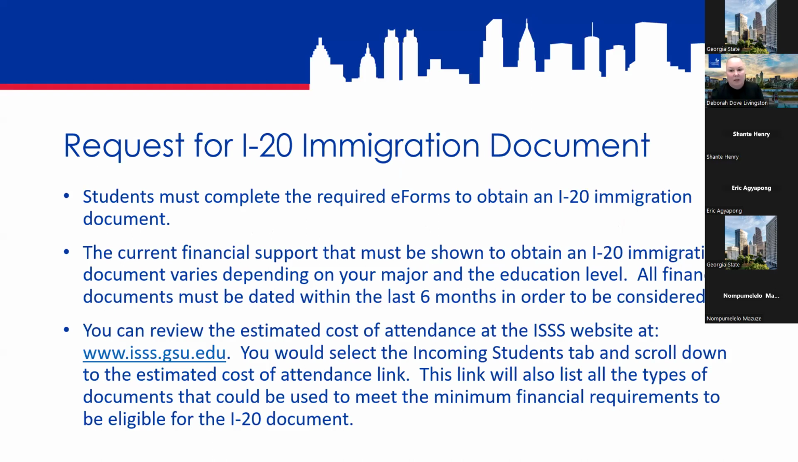Students requesting an I-20 immigration document, whether to use for initial entry to the United States or to transfer to GSU, must complete e-forms and must meet minimum financial funding. You can review the estimated cost of attendance at the ISSS website, and we can put that link in the chat for you. You would select the incoming students tab, scroll down to the estimated cost of attendance link. This link will also list all the types of documents that can be used to meet the minimum financial requirements, statements, letters to be eligible for the I-20 document.